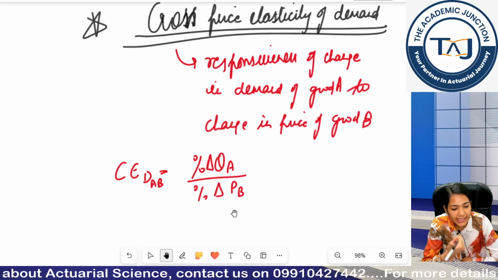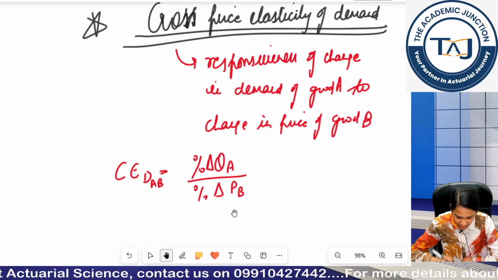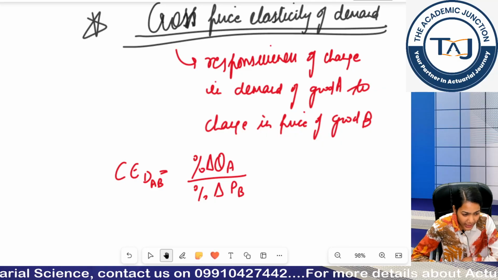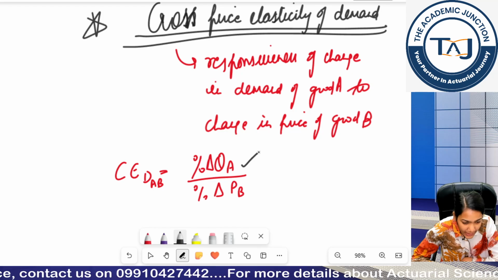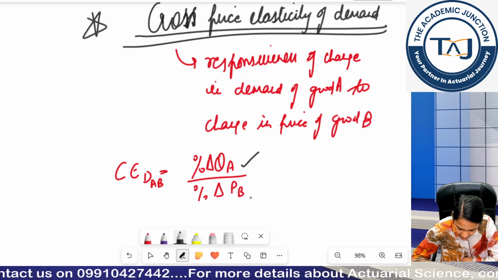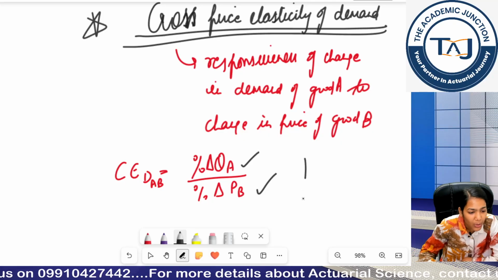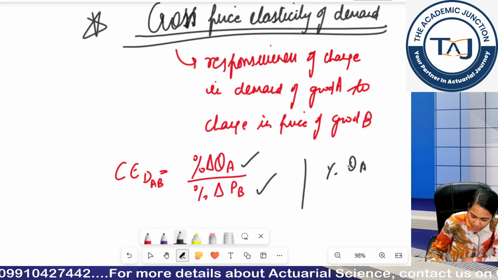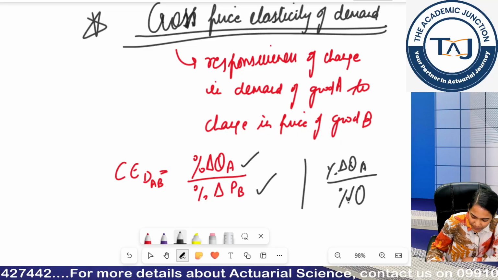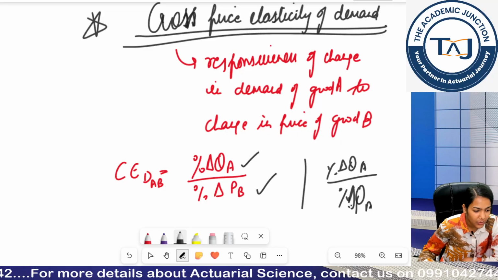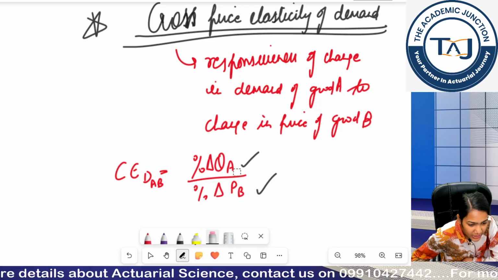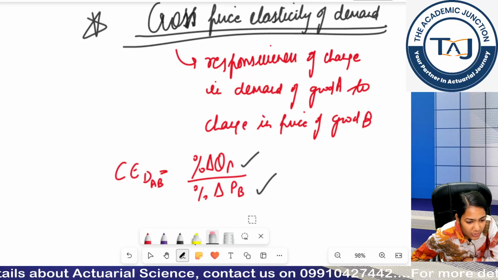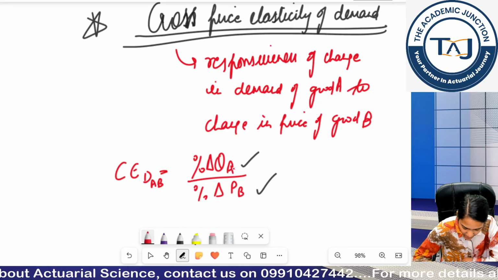Remember, in price elasticity and in income elasticity, I was only talking about good A. But here, one thing to note is that I have the quantity of good A and the price of good B, whereas in my original formula I had the change in quantity of A and the change in price of A only. So while calculating, please be careful: I do not need to take the change in price of own good, I need to take the change in price of another good.